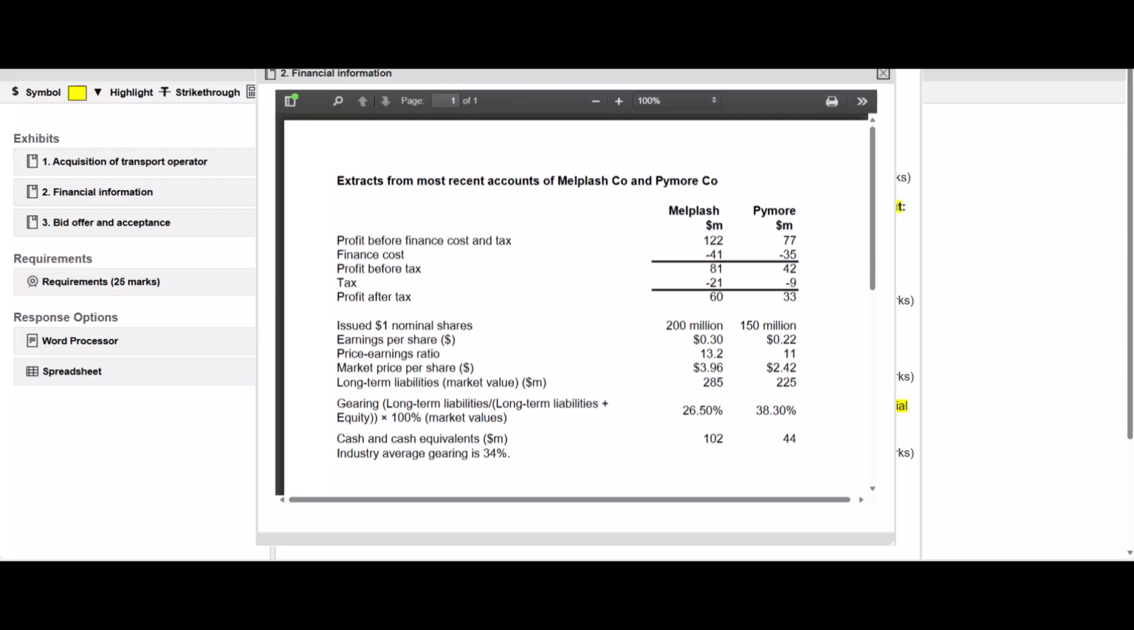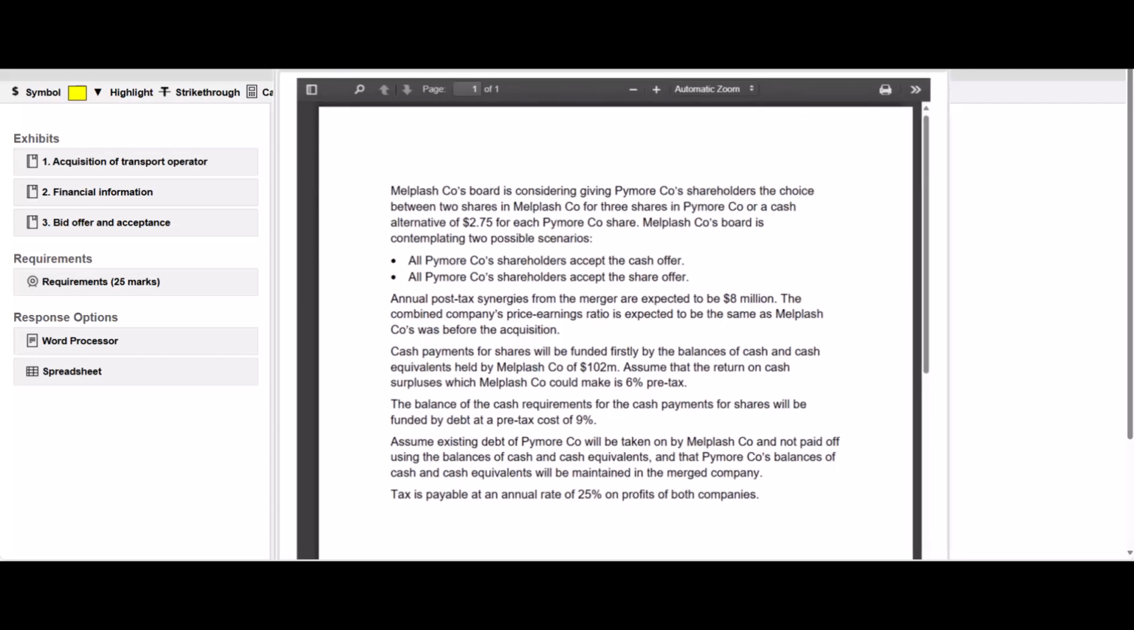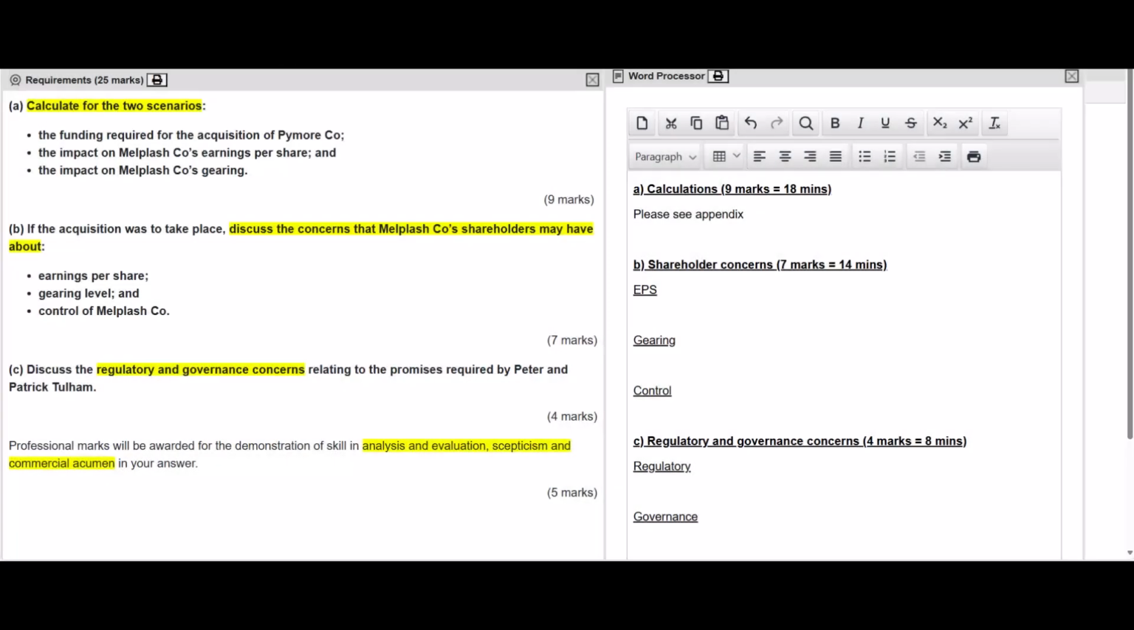And quite nicely, they've given us industry average gearing of 34%. So if they give you that, we're going to need to comment on that at some point. And then the bid, offer, and acceptance, we'll also need this for the calculation parts, so how they're planning on making the bid.